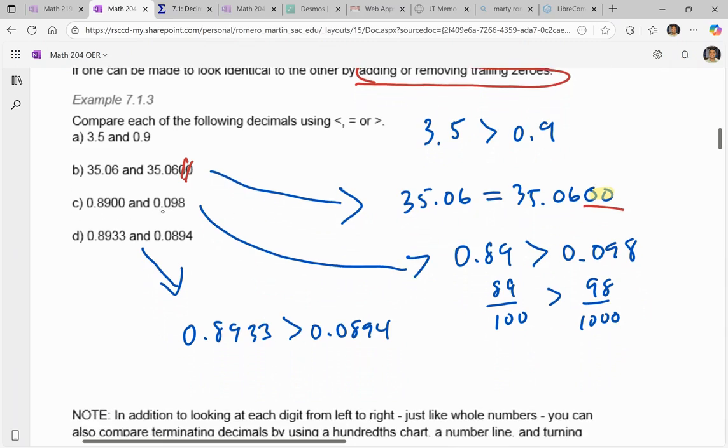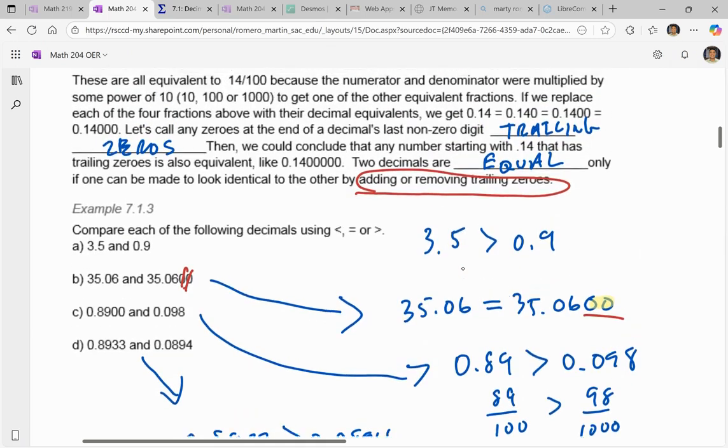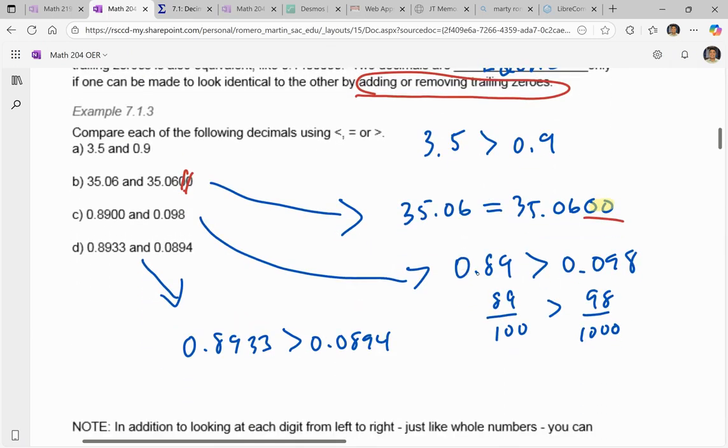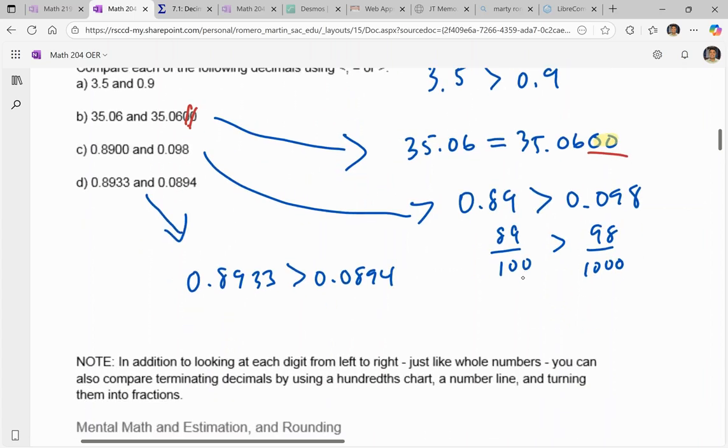0.89 and 0.098, again, is another common one where students can get confused. 89 hundredths is bigger than 98 thousandths. You can also start from the first digit and compare place values. The 8 is bigger than 0, so it's going to be a bigger number. So there are a lot of different ways to think about it. It takes some time for students to see it and understand place value.